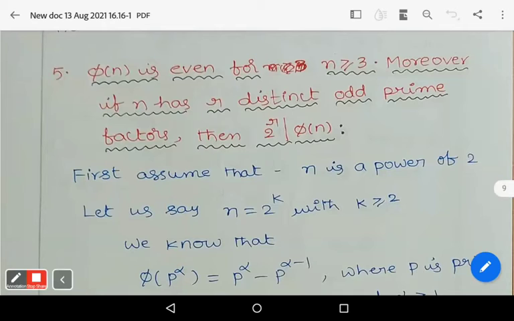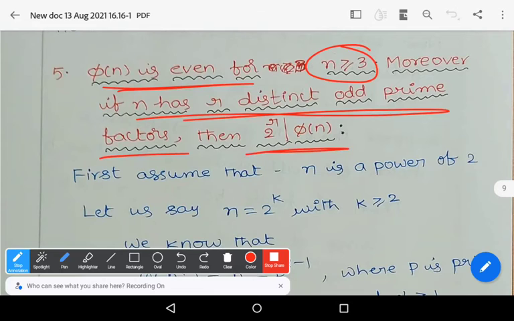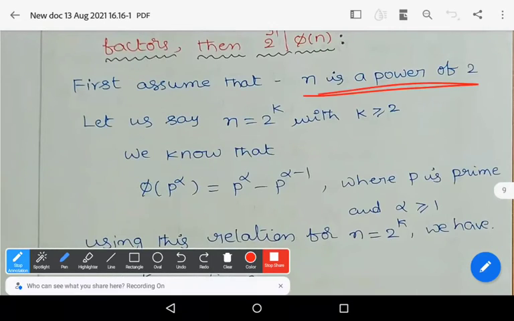The fifth property is stated like this: φ of n is even for all n greater than or equal to 3. Moreover, if n has r distinct odd prime factors, then 2 power r divides φ of n. We prove this case in 2 parts. First, we assume that n is a power of 2.